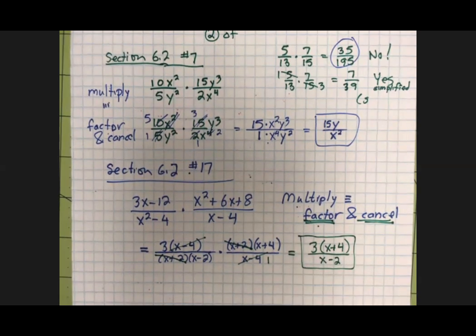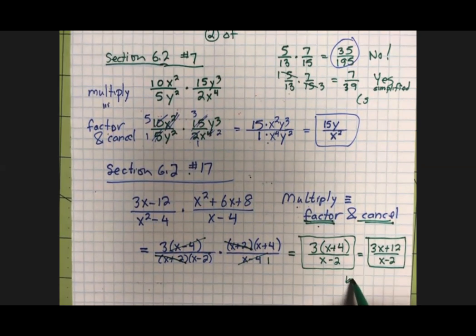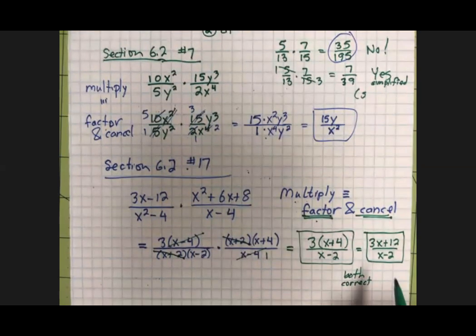So should we multiply that 3 to the x plus 4 or leave it as is? Good question. If you would have said 3x plus 12 over x minus 2, that is also completely correct, except in the next problem, I'll show you why you don't always want to do that. Both correct. Both acceptable, full points, except you almost like this one better.